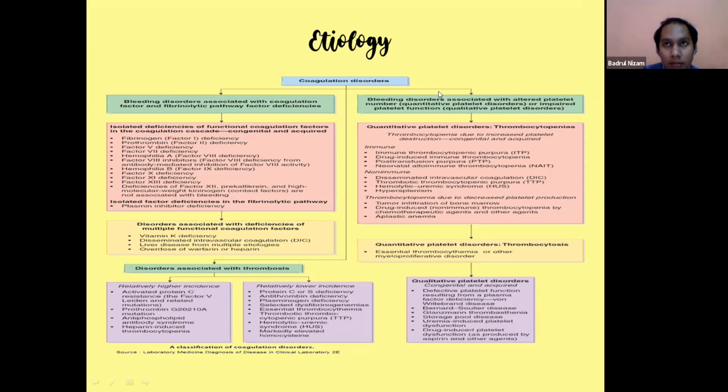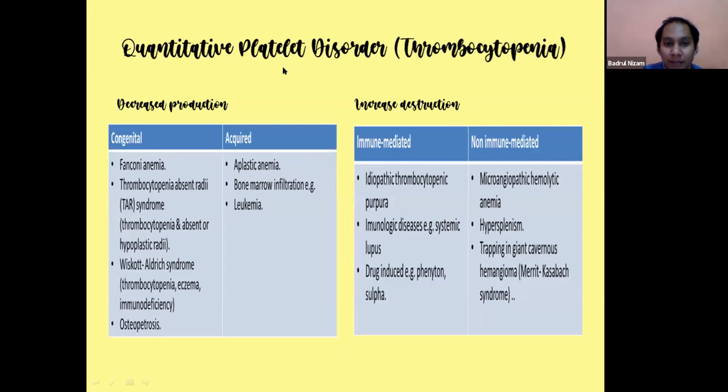So the second classification for this easy bruising could be because of the platelet disorder. Platelet disorder we can further classify into quantitative platelet disorder, which is thrombocytopenia, which we are interested in for this case of easy bruising, or qualitative platelet disorder, which is because of the deficiency in platelet adherence or platelet aggregation, such as in von Willebrand disease, Bernard-Soulier syndrome, Glanzmann thrombasthenia, which are rare diseases. For the quantitative platelet disorder or thrombocytopenia, we can further classify according to decreased production and increased destruction of the platelet.